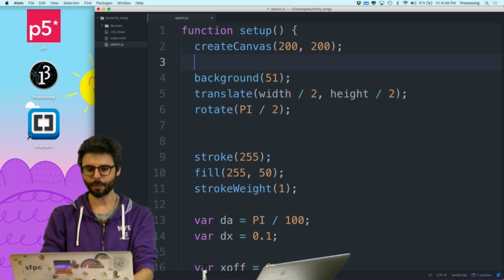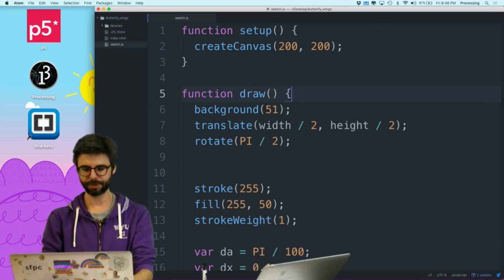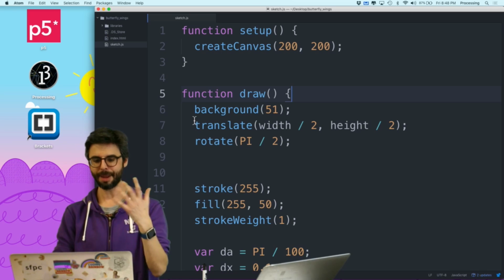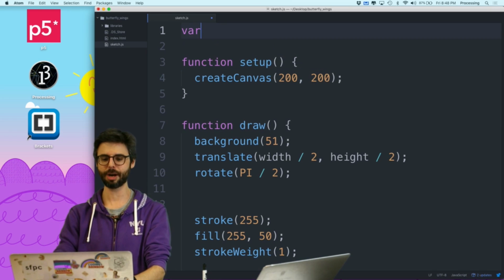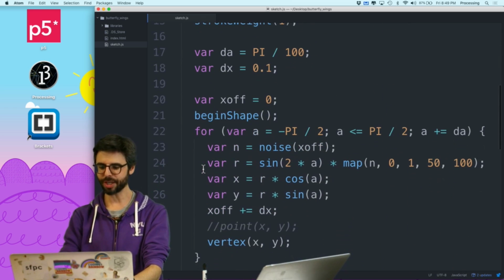I'm going to put all of this stuff in draw. So now I have a draw loop. Same program, but it's drawing over and over again. I'm going to add a global variable called y_off and set it equal to 0. And in my noise function, I'm going to say n equals noise of x_off, y_off.